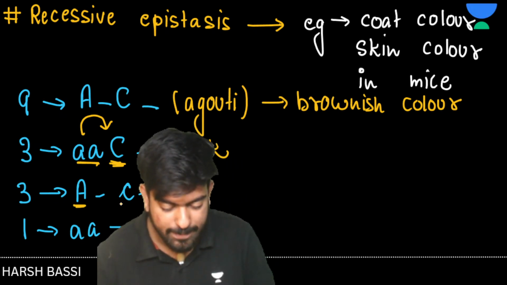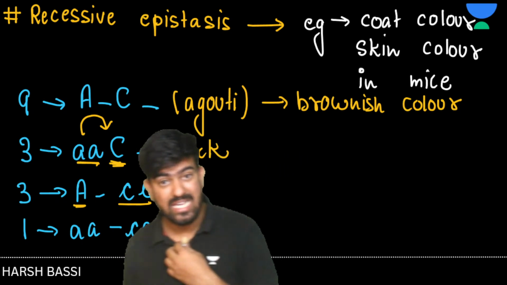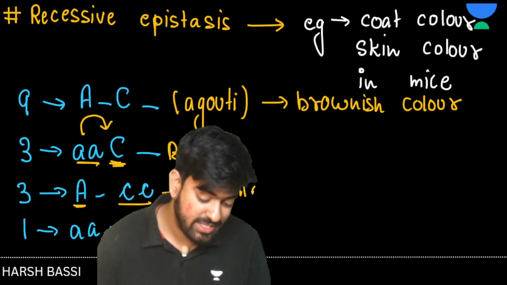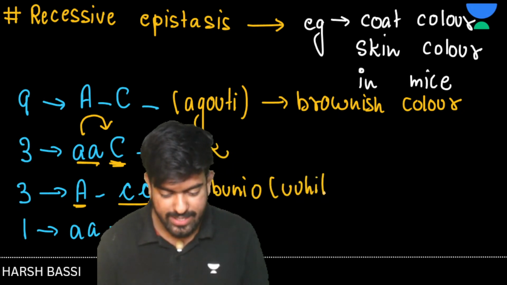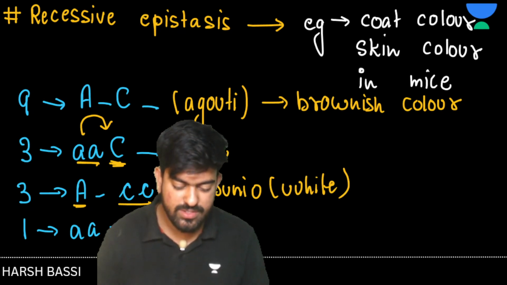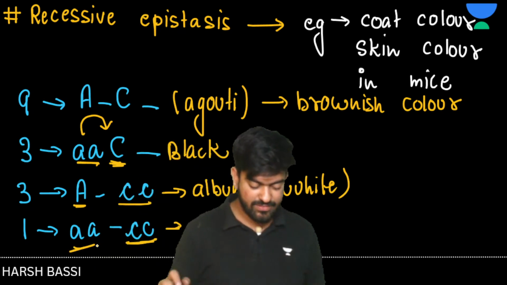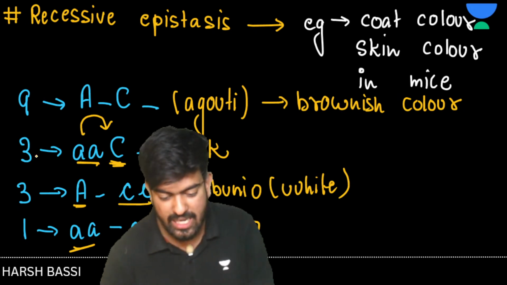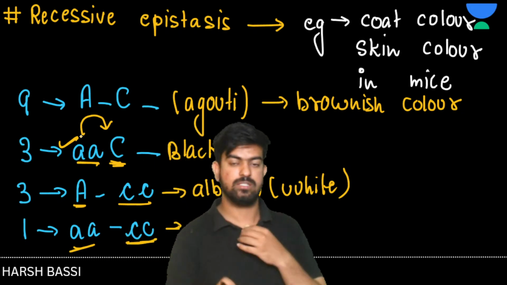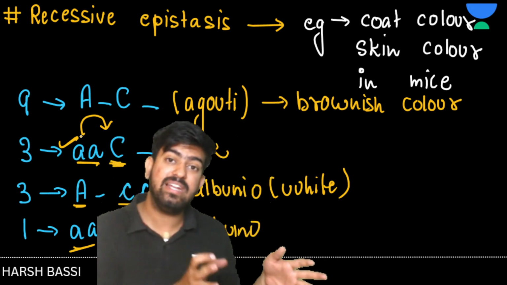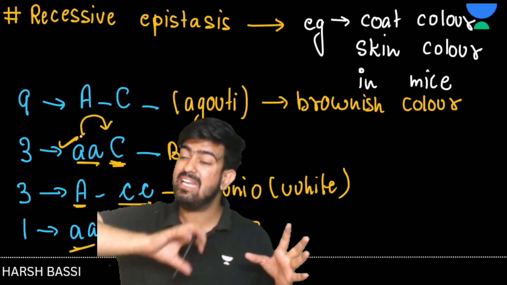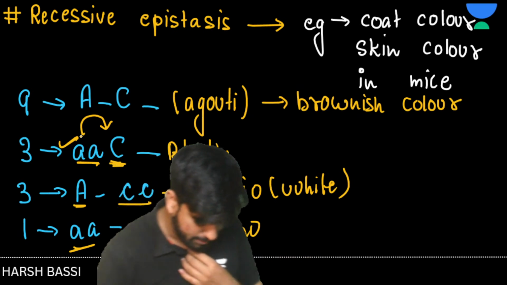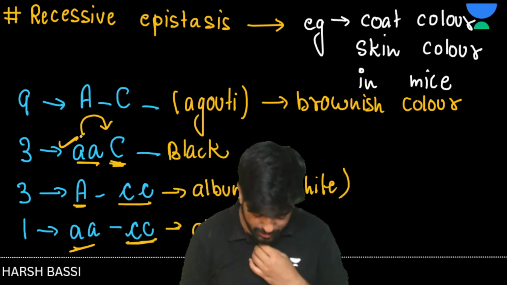And if I talk about capital A and small c, in this case we are going to have albino color, that is white. Here also the recessive is present, and we will have albino. So here the recessive epistasis is being shown. If the recessive allele is affecting the phenotype of the dominant one, then it is known as recessive epistasis. Is it clear to everyone?